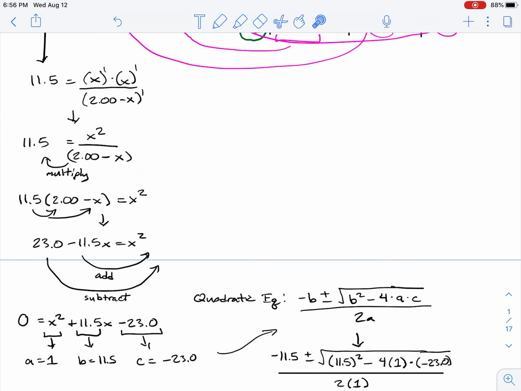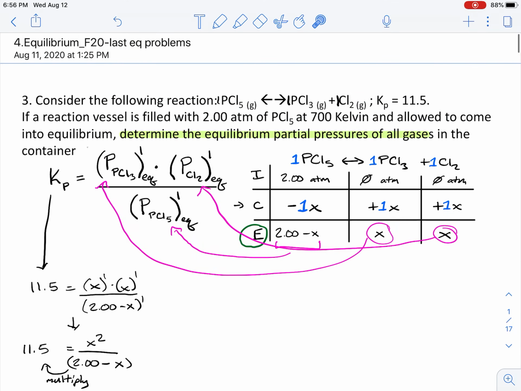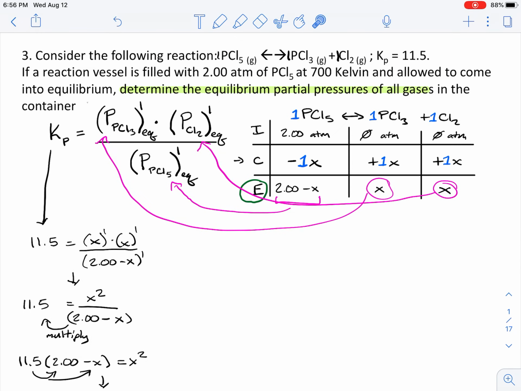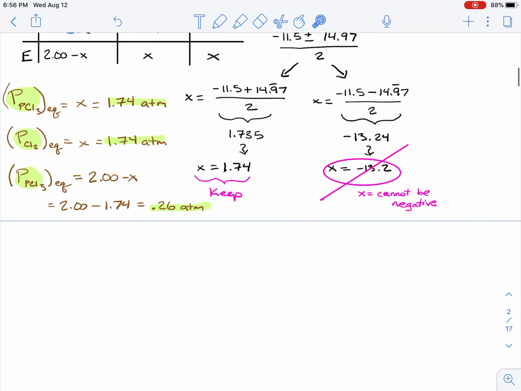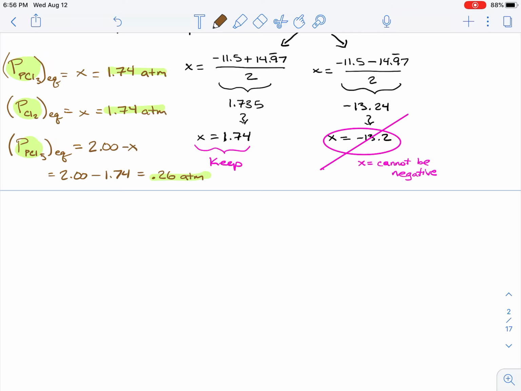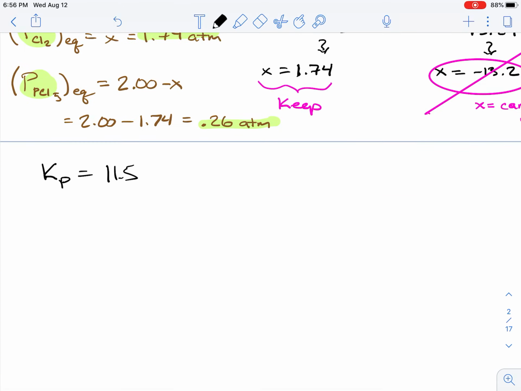There's a way to actually streamline our work, so there's a way in which we don't have to use the quadratic equation to solve for the value of x. And that condition is very specific, and we'll see that in the next problem that we do. But one last thing before I move on to the fourth class example, notice that the Kp is 11.5. So this is the scenario in which Kp is greater than 1.